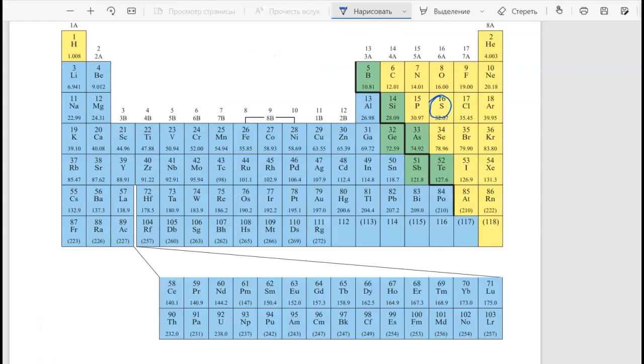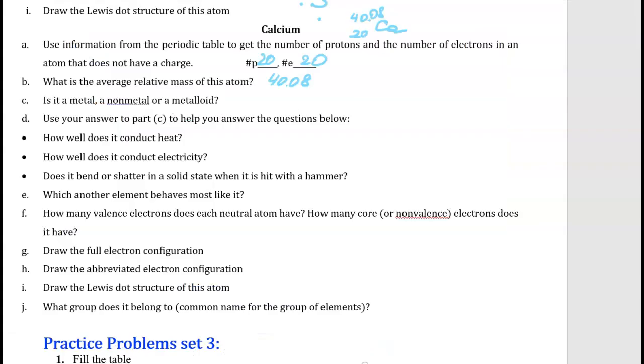Is it metal, non-metal, or metalloid? Go to the periodic table again. This is the staircase, and calcium is to the left, and it's in blue, so it's metal. Use your answer to part C to help you answer the questions below. It is metal, and we remember metal properties. How well does it conduct heat? It is metal, so well. How well does it conduct electricity? It is metal, so well too. Does it bend or shatter? It bends because it's metal.